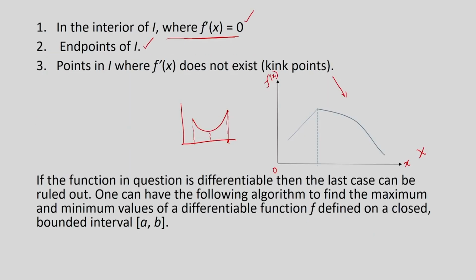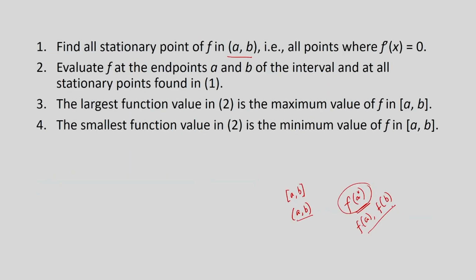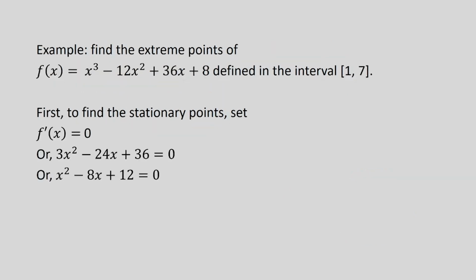this case. So, therefore, we evaluate f of a and f of b also, and finally, we compare all these values to find out where the maximum value is attained. The corresponding point is the maximum point, and similarly for the minimum. So, this is the very clear way to find out what are the extreme points if a function is differentiable and defined over a closed and bounded interval.